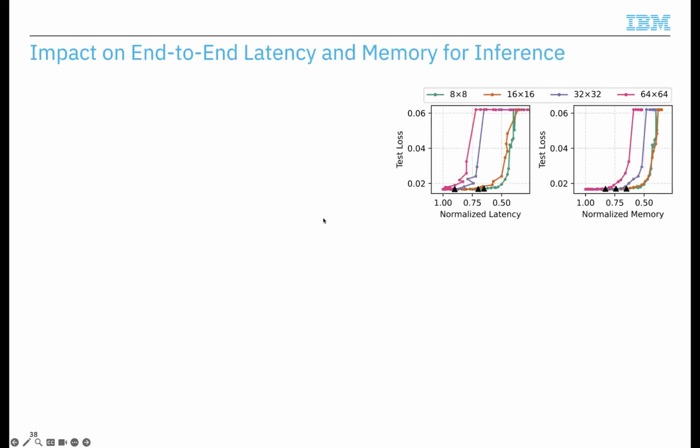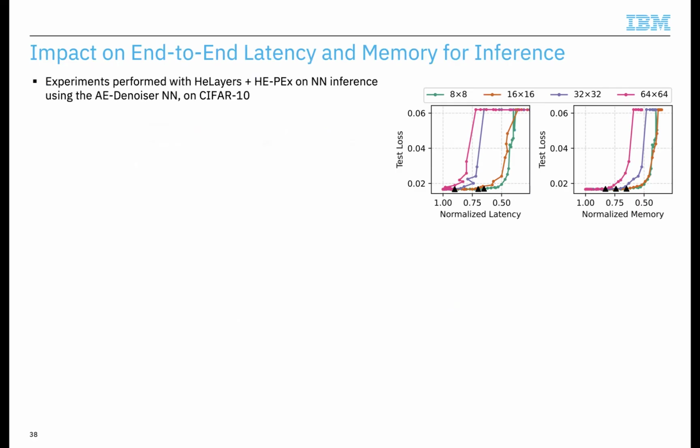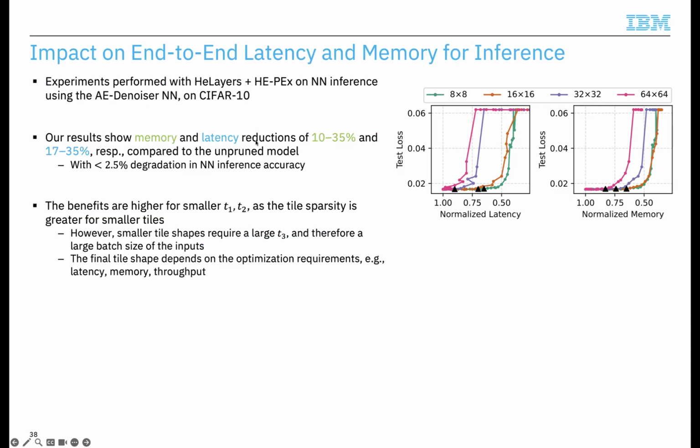But at the end, we don't really care about how many tiles we have removed. We care about the latency and memory and the loss or the accuracy. So these are some of the numbers for different tile shapes. This is the normalized latency compared to the unpruned network, and then the normalized memory requirement, because obviously you have storage savings as well, in addition to execution time savings. Yeah, so all in all, we saw 10 to 35% reduction in memory and up to 35% reduction in latency, while remaining within 2.5% degradation compared to the unpruned model.